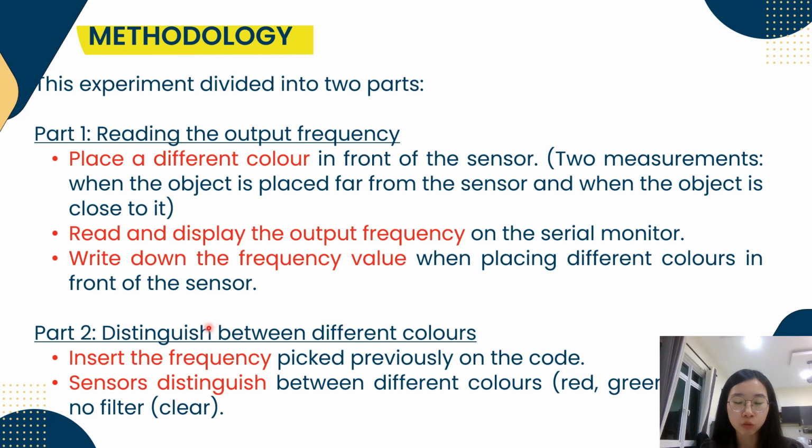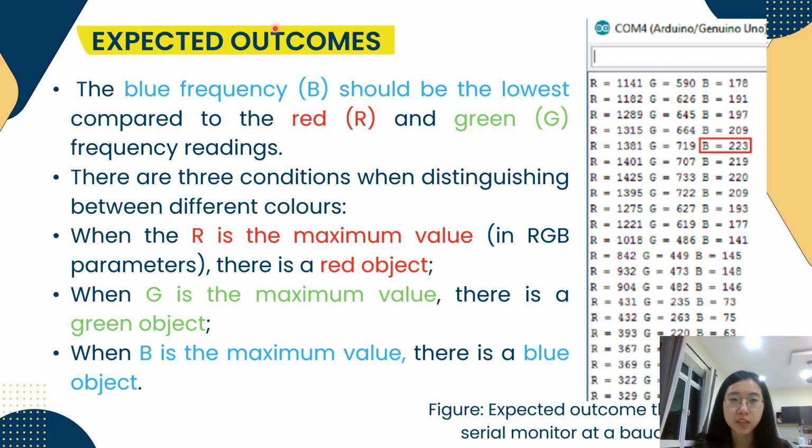Part 2, distinguish between different colors. Firstly, insert the frequency peak previously into the code. Secondly, the sensor distinguishes between different colors, red, green, blue, and no filter. That is clear. This is the expected outcome.